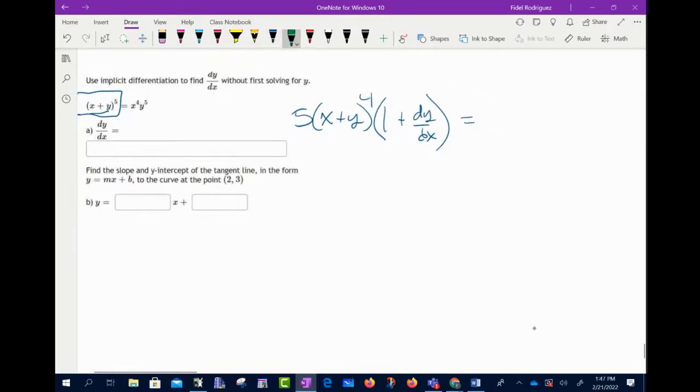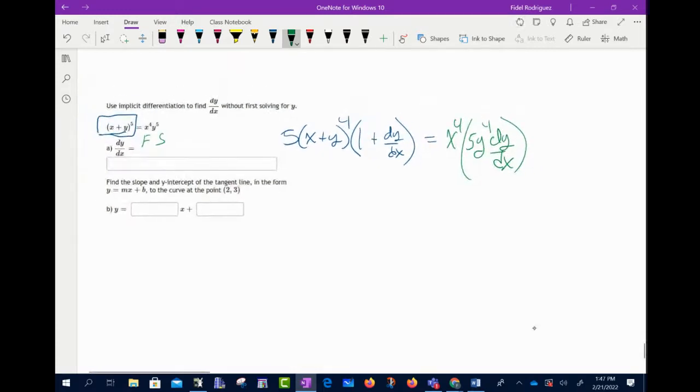Okay, now let's do the second part. So remember, y'all, I'm going to think of the x to the fourth as my first, and the y to the fifth as my second. The product rule says, let's take the first function, which is x to the fourth, times the derivative of the second. Well, the derivative of y to the fifth would be 5y to the fourth times dy dx. Plus the second function, which is y to the fifth, times the derivative of the first one. Well, that would be 4x to the third.